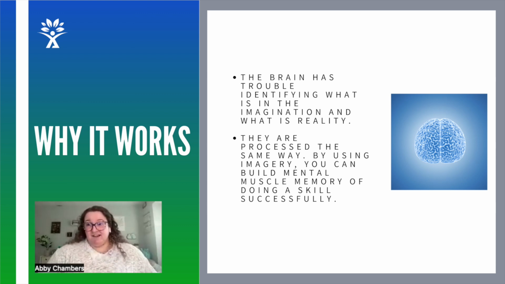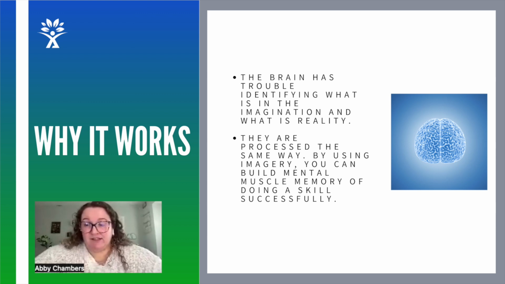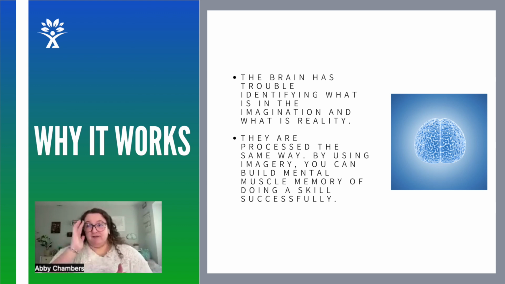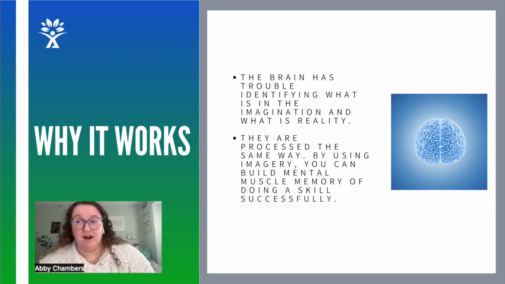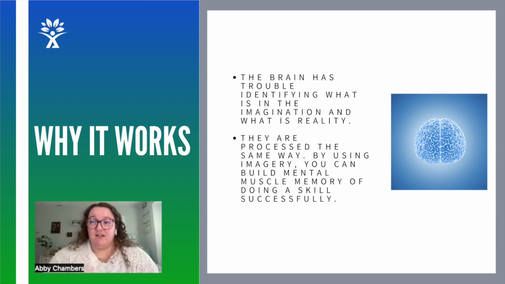The key is success. If you're doing a specific skill, you want to make sure you're doing that skill in your imagination correctly, the right way, making a basket, shooting a goal, all those types of things. So that way your mental muscle memory can see you doing something correctly and can do it correctly or have a better chance of doing it correctly in reality or in person.